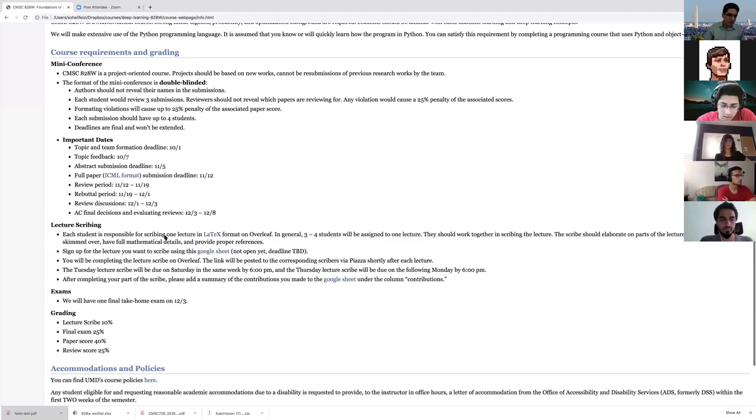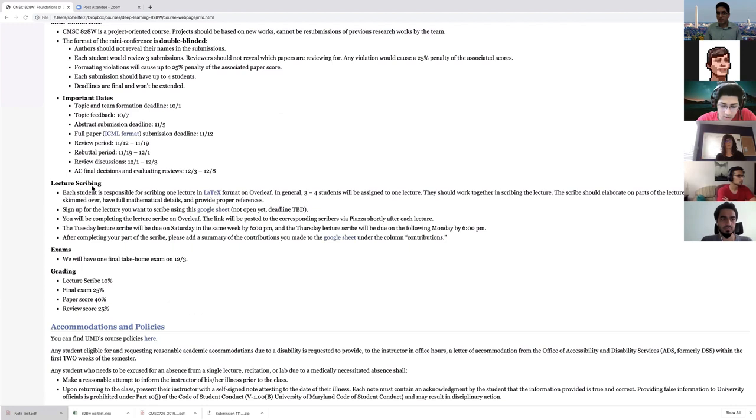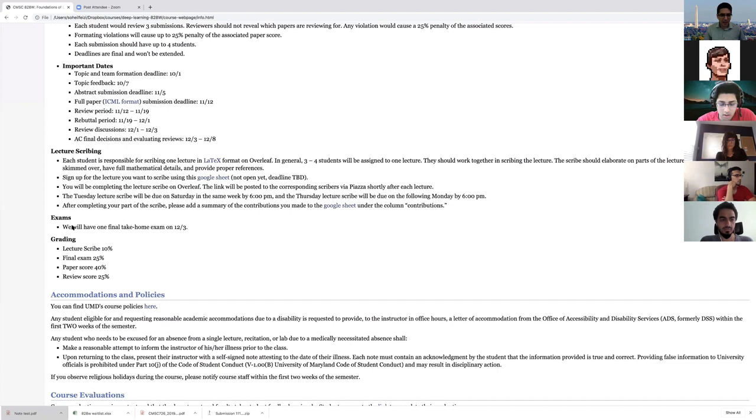We'll have another part, lecture scribing. We already shared the Google Sheet for you to sign up to scribe lectures. I'm going to share these scribe notes after each lecture. So in addition to having the videos for the lectures, you will have access to some scribe notes from the lectures. In terms of the exams, we'll have only one exam, and that is in fact required because this is a qualifying course. We'll have one final exam.